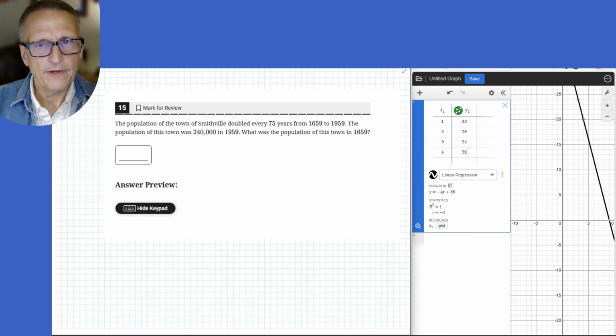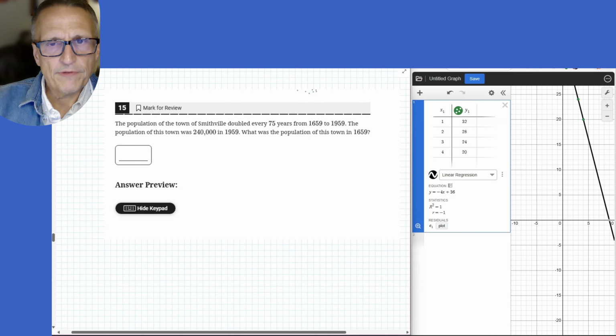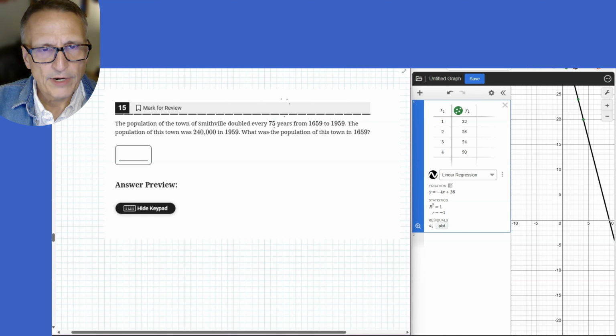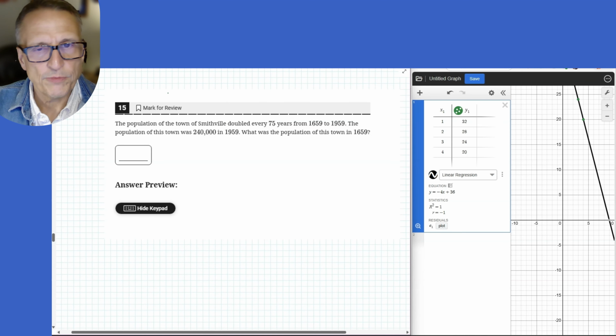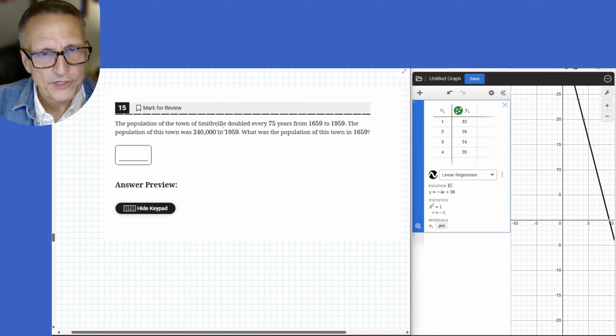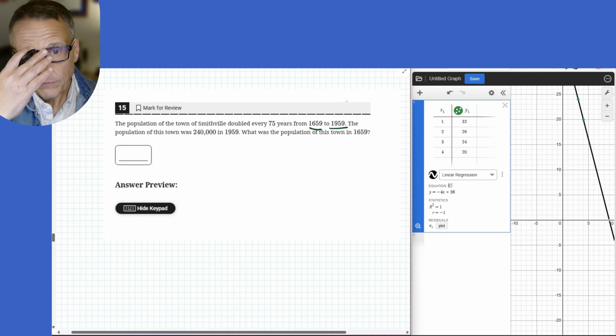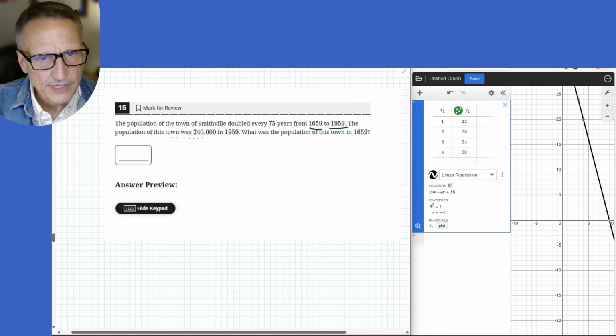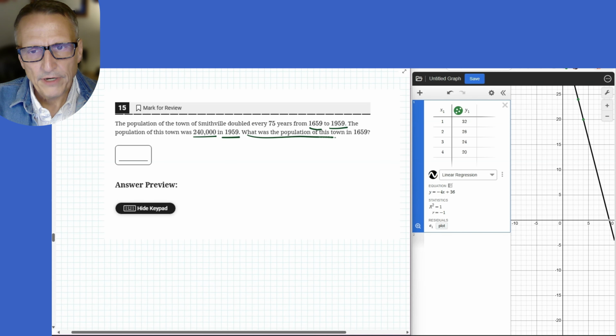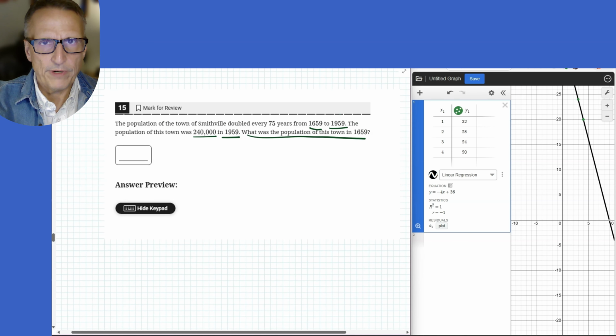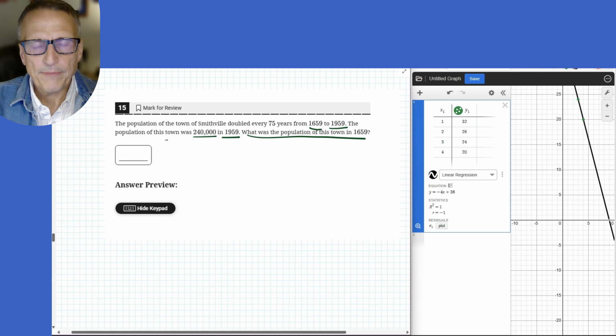This is number 15. The way that I would recommend solving this is different than what is recommended if you look at the solution that College Board has posted for this. It says that the population of the town of Smithville doubled every 75 years from 1659 to 1959. And it says the population of the town was 240,000 in 1959. What was the population of this town in 1659? So they want me to go back 300 years and get that population.